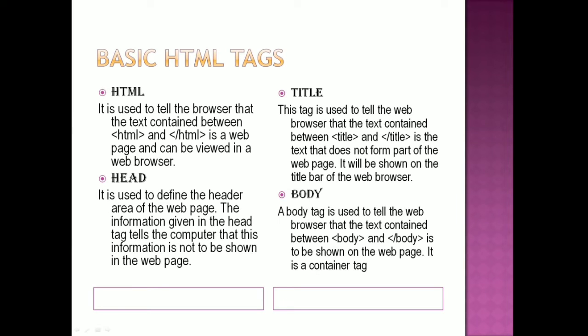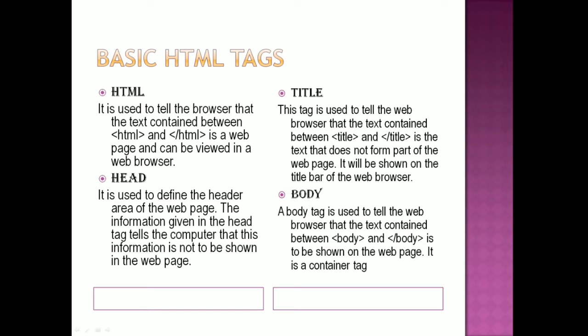And our second basic tag name is head. A head tag is used to define the header area of our web page. It is also a container tag, so we have to use the opening tag and closing tag of head. The third tag name is title. A title tag is used to tell the web browser that the text contained between the opening tag and closing tag of title is text that does not form a part of the web page, which means whatever we type in between the opening tag and closing tag of the title tag will be shown in the title bar only.